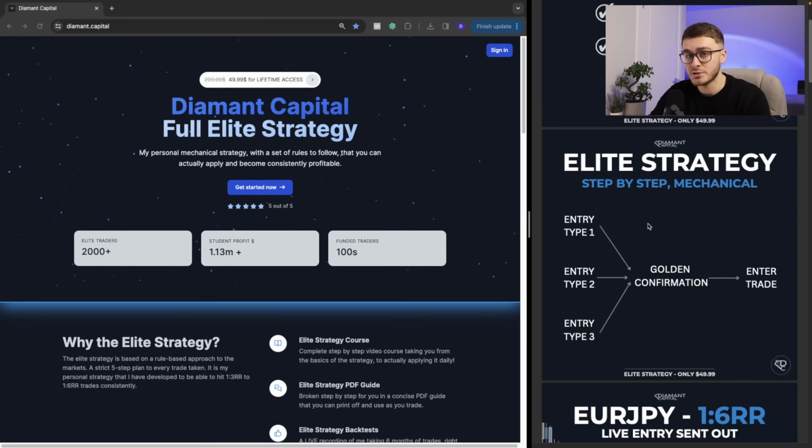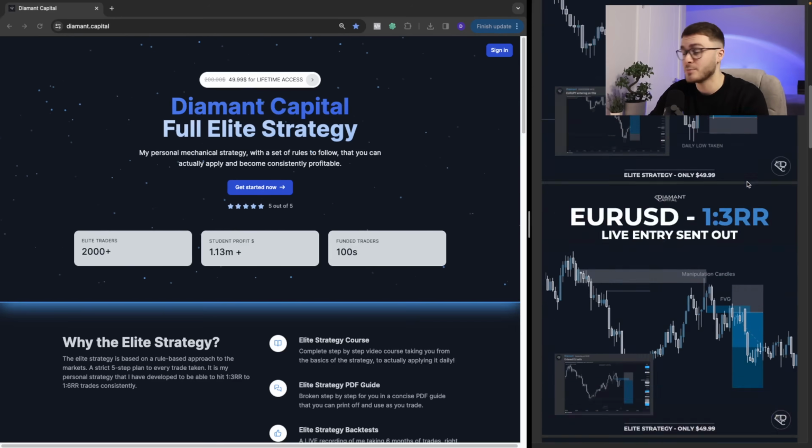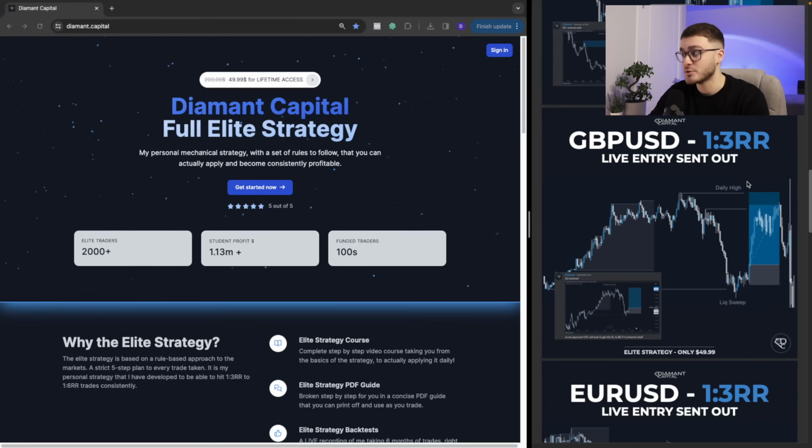So the one way I always do it with my strategy is going to have 3 entry types. I link that to 1 golden confirmation. If I see everything is in line, one of them is ticked off, the other one is ticked off, that's when I enter my trade. So with that, I'm obviously able to have such a systematic approach to the market.